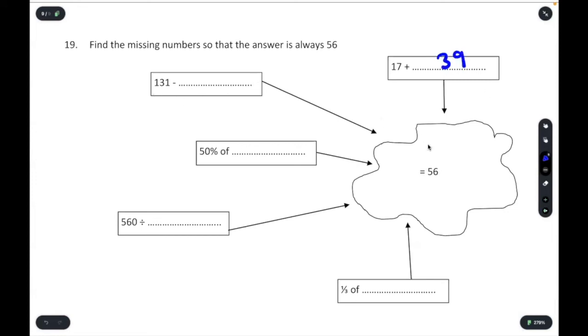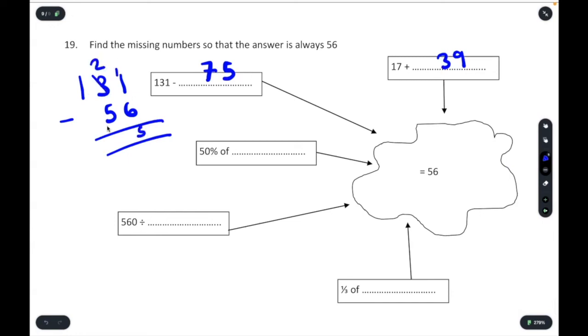131 take away what makes 56? We can do this in our heads if we want to and get an answer of 75, or alternatively, you could do it with column subtraction and you could think, what is 131 take away 56? And then you could do it this way. So 1 take away 6 you can't do. 3 becomes 2, this becomes 11, take away 6 is 5, and then you've got this 12 take away 5, which is 7.